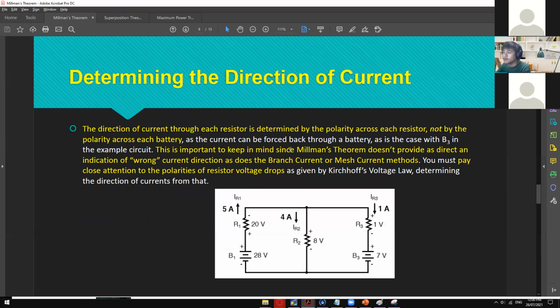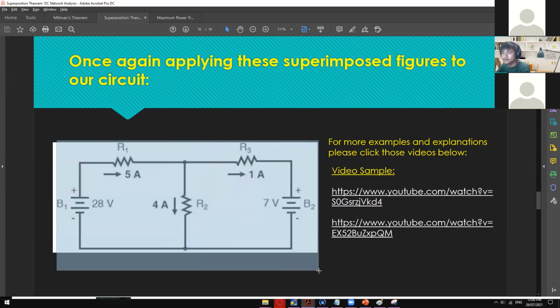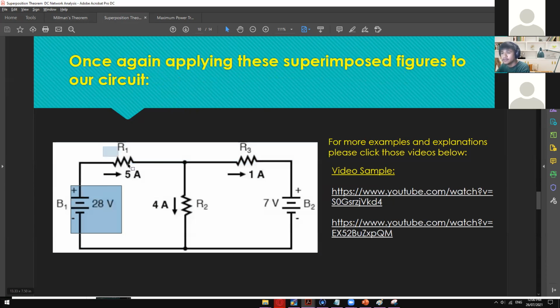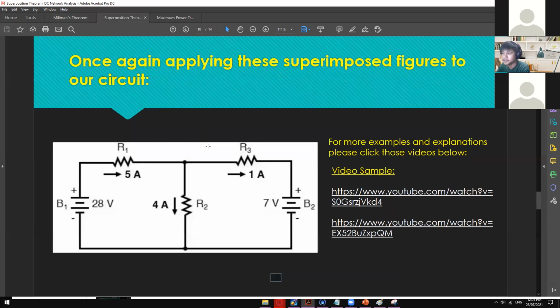Kaya ako nga pala binuksan tong superposition because I would like to show you guys that we have the same result. This is the result for the superposition theorem: 28, 5 amps, 4 amps, 1 amp, 7 volts, which is the same with this one: 28, 5 amps, 4 amps, and then 1 amp. So nevertheless of what tool or theorem you're going to use, it will still give you the same result as long as you did the correct solution, of course.